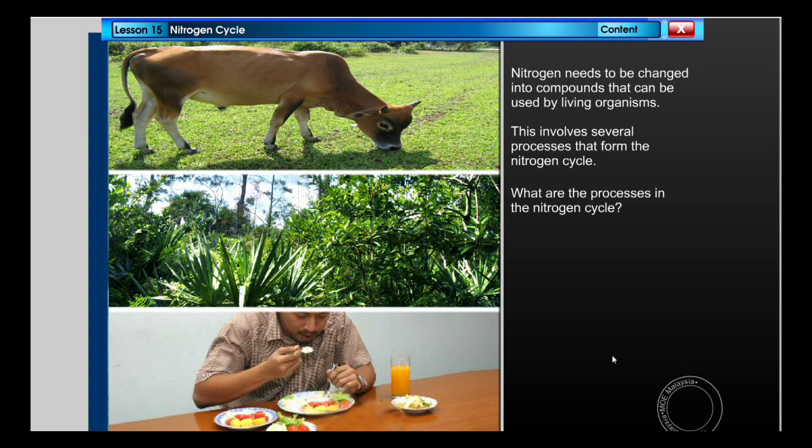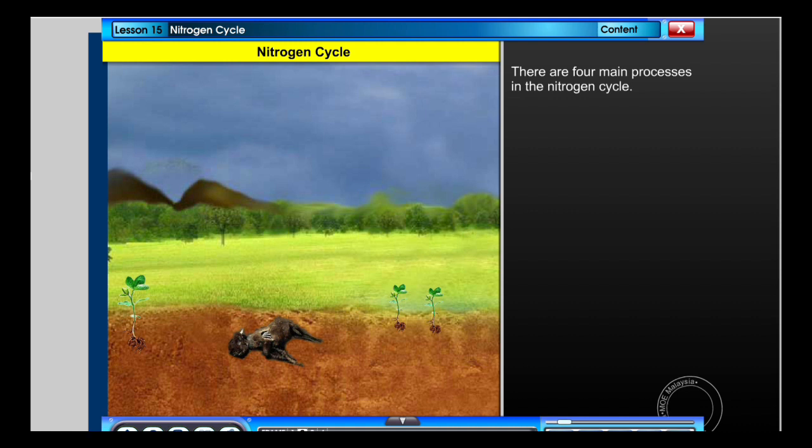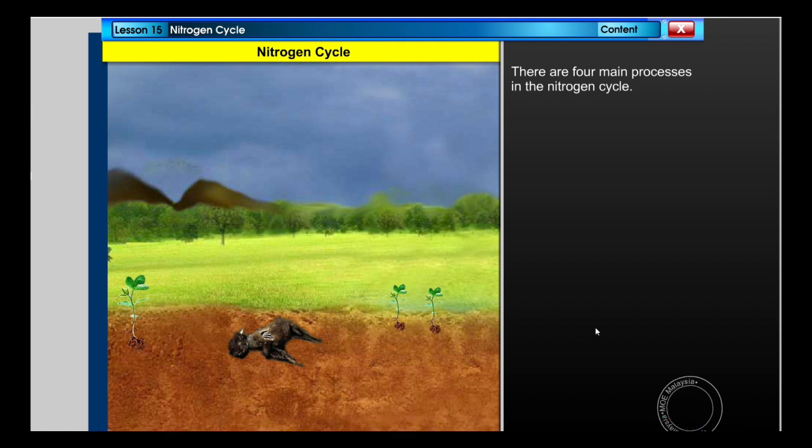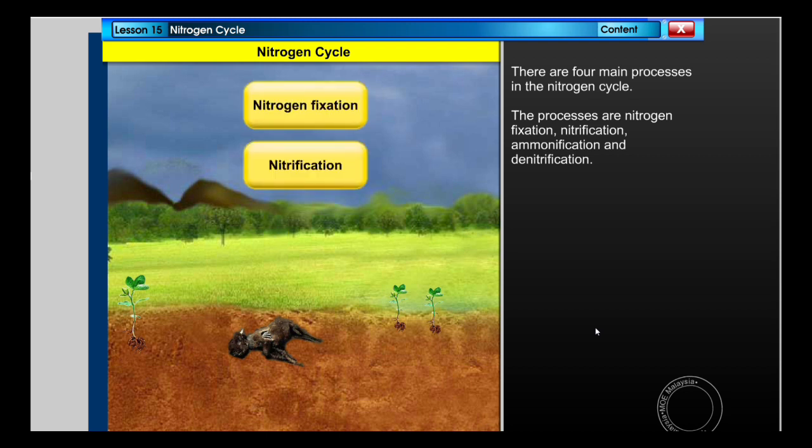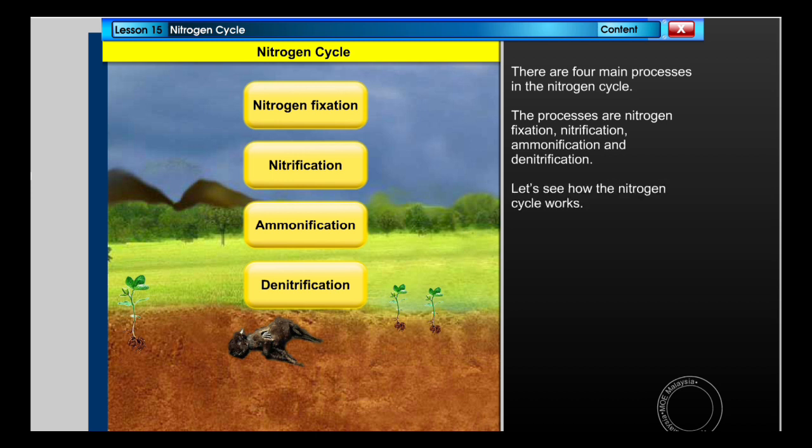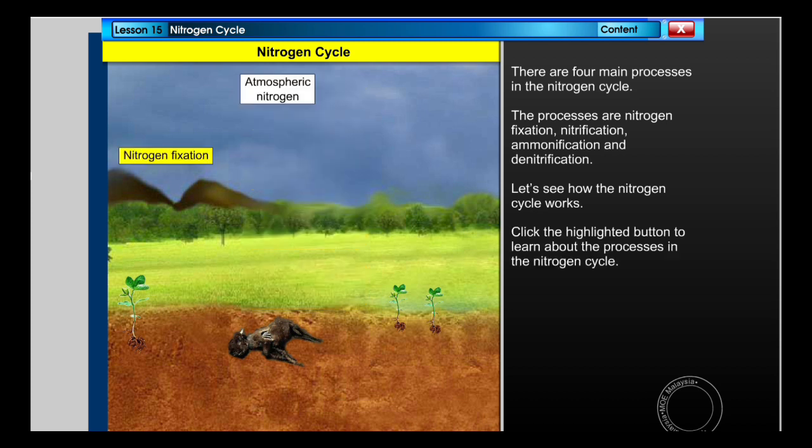What are the processes in the nitrogen cycle? Let's find out. There are four main processes in the nitrogen cycle. The processes are nitrogen fixation, nitrification, ammonification, and denitrification. Let's see how the nitrogen cycle works. Click the highlighted button to learn about the processes in the nitrogen cycle.